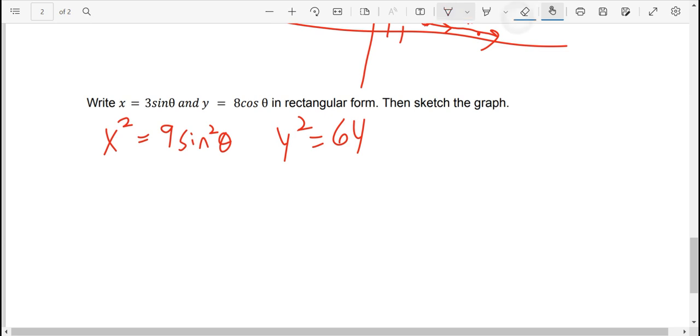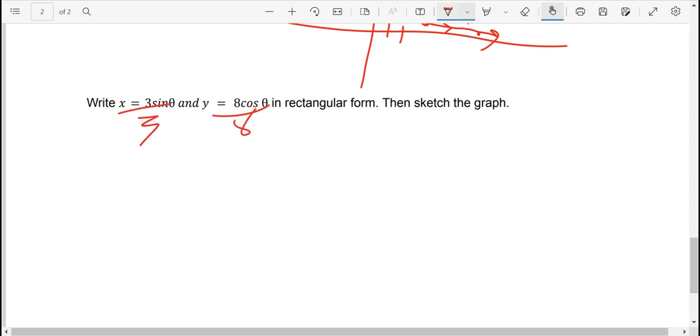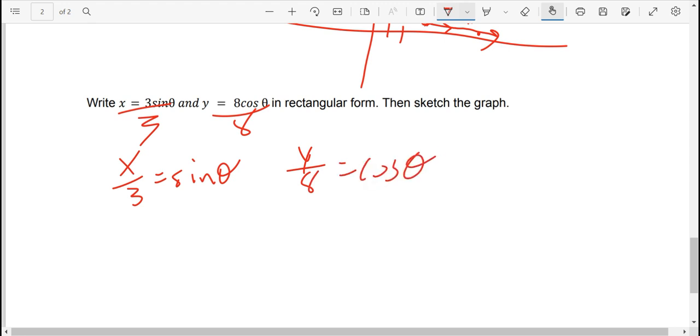Wait, before we do that, let's try something else. To eliminate the parameter, it would probably be easier if we just divide by 3 and 8. So we need x over 3 equals sine theta, and y over 8 equals cosine theta. Square both sides because I cannot get these by themselves.